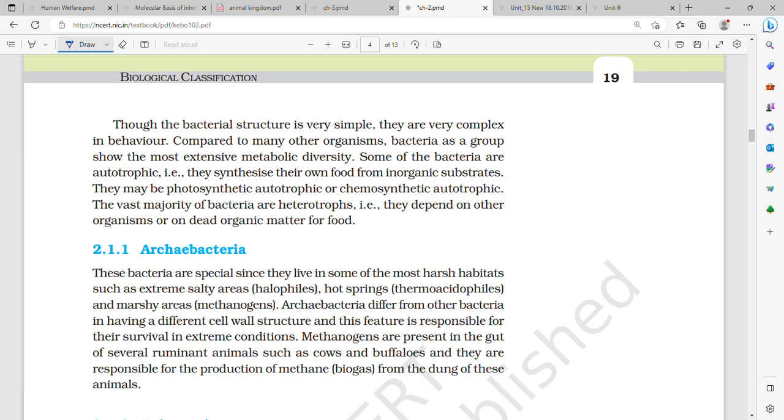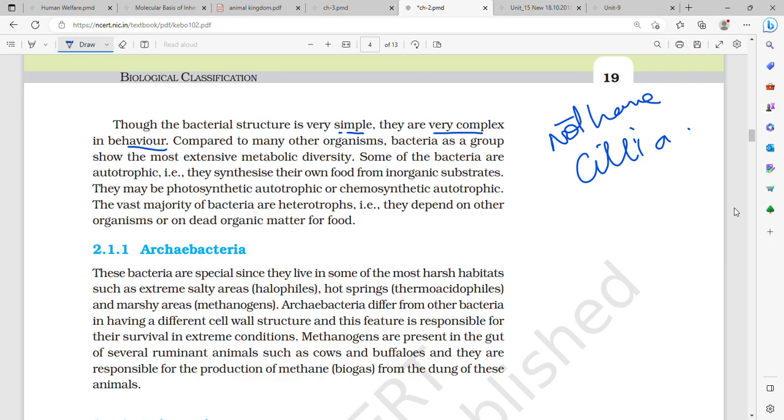The bacteria lack cilia, by the way. They do not have cilia. They have flagella, but they do not have cilia. They have pili for conjugation, but they do not have cilia. Though the bacterial structure is very simple, they are very complex in behavior. Compared to many other organisms, bacteria as a group show the most metabolic diversity.